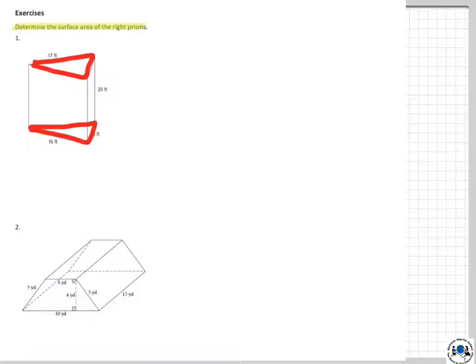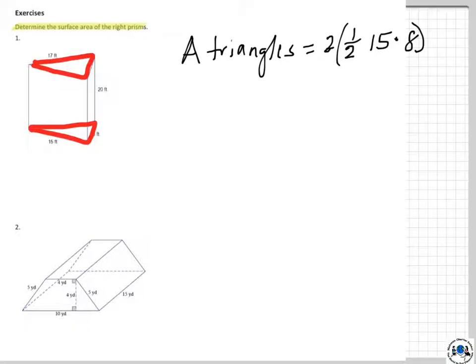As you saw already, with this first prism I went ahead and found the area of the triangles. We have 2 triangles there that I've traced out, and the area of those is 2 times 1/2 times 15 times 8. That 1/2 times 15 times 8 is 1/2 base times height. I've already figured those out, and the reason I feel very confident that I can use my height measurement is because I know that it is a right triangle. Here is my little right triangle symbol.